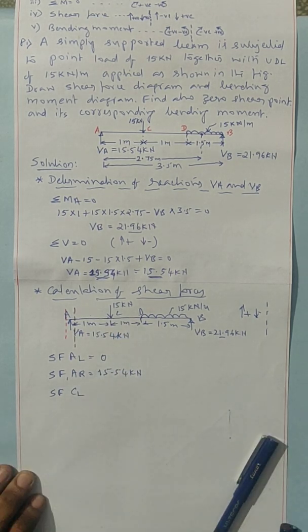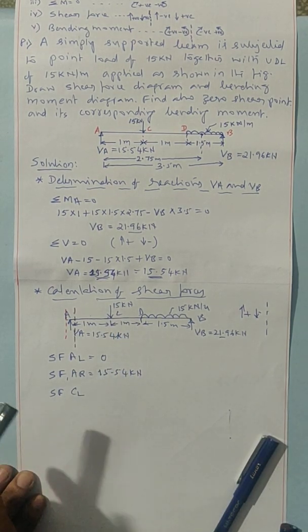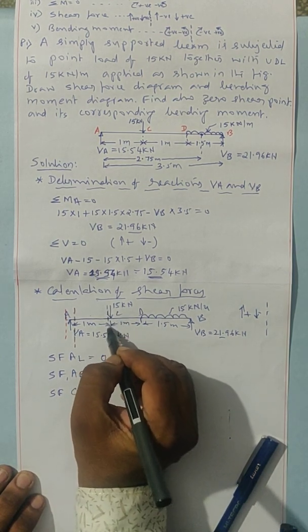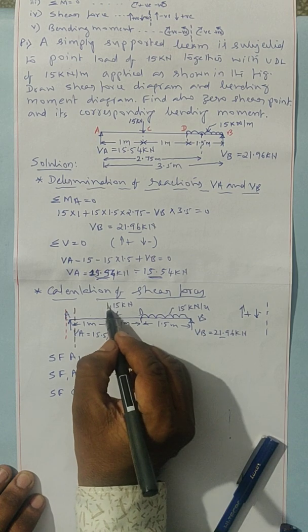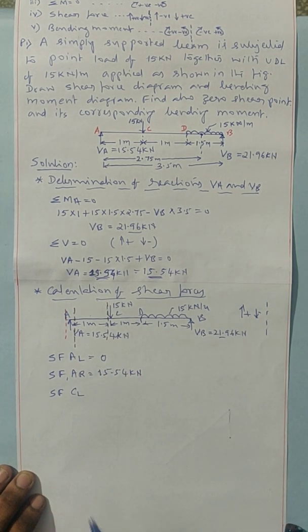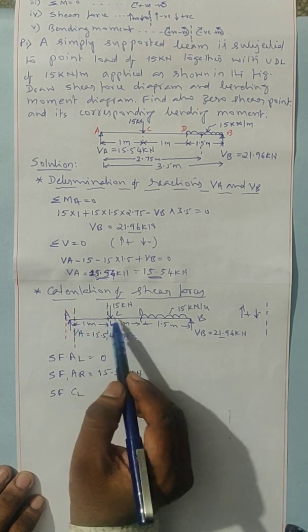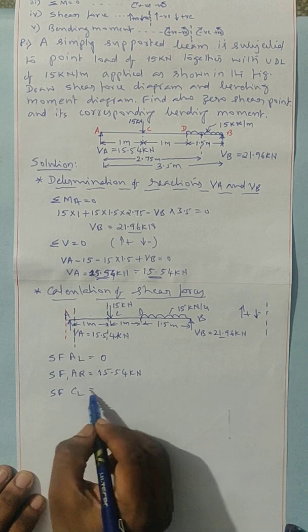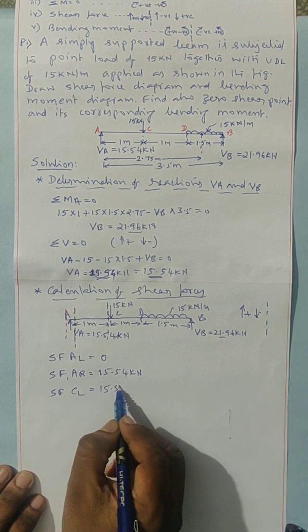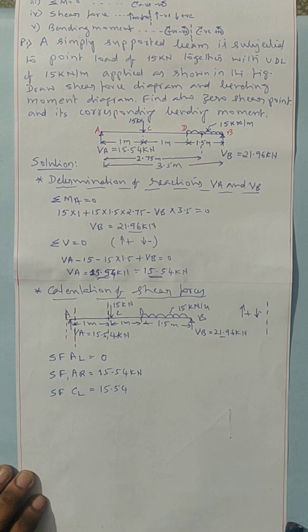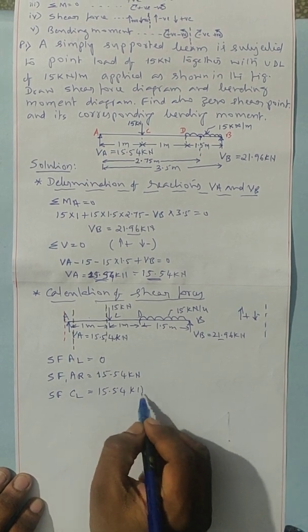Similarly, shear force C left. Now our section line is at C left here. I have to consider all the forces left of this section line, not right, left. To the left of the section line, one VA is there, 15.54. Only that is there. Therefore, the C left is 15.54 kilonewton.